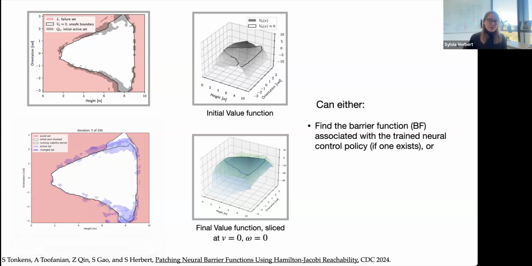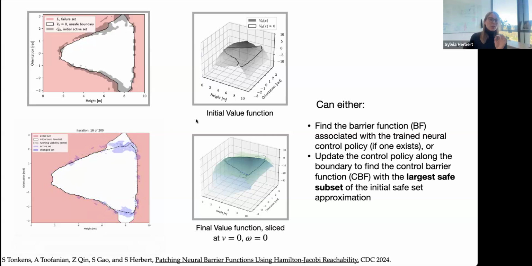And note that we can either just find the barrier function associated with the trained neural control policy. So if you're just trying to ask under this neural control policy, what is safe and what is not safe, we can just directly apply that neural control policy and tell you. Or we can actually update the control policy along the boundary to find the control barrier function with the largest safe subset of the initial safe approximation.